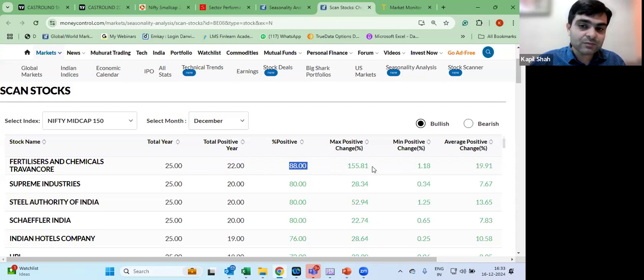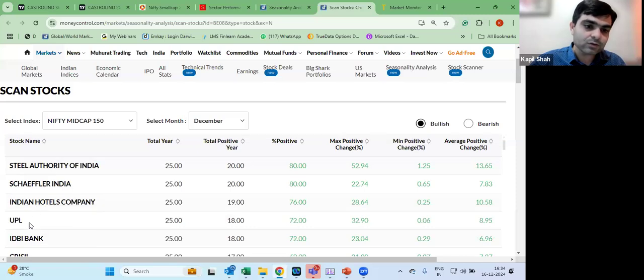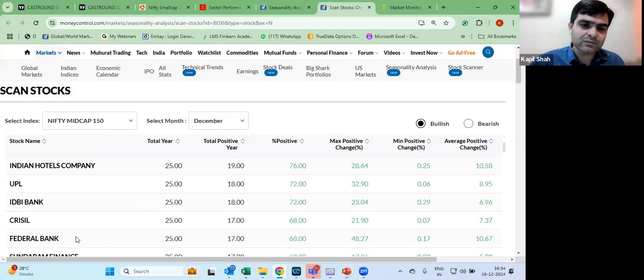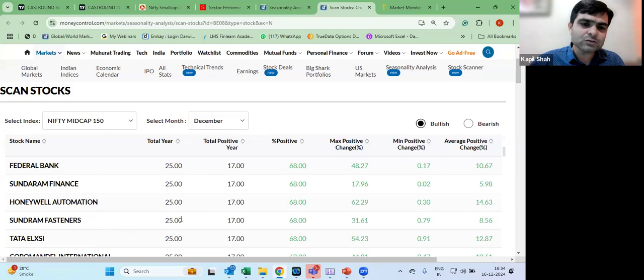Maximum change was 155 percent, minimum change was 1%, and average percentage change was 19% on the positive side. There is Supreme Industries, Steel Authority, Sculper India, Indian Hotel, UPL, which have a very good success ratio. Federal Bank, Sundaram Finance, Honeywell, all these stocks normally above 70% I will prefer.